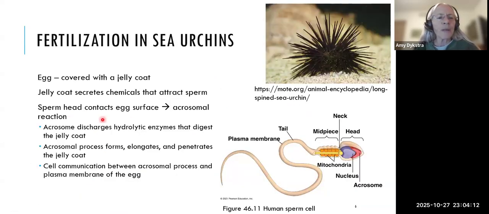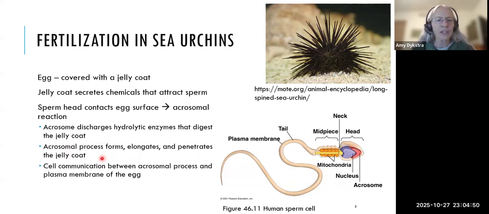So when the sperm head contacts the egg surface, this initiates what is known as the acrosomal reaction. What happens in the acrosomal reaction is the acrosome is going to discharge the hydrolytic enzymes that are contained in the acrosome, and these enzymes will begin to digest the jelly coat and make kind of a hole in the jelly coat. Also, once the hydrolytic enzymes are released, then the acrosomal process can form.